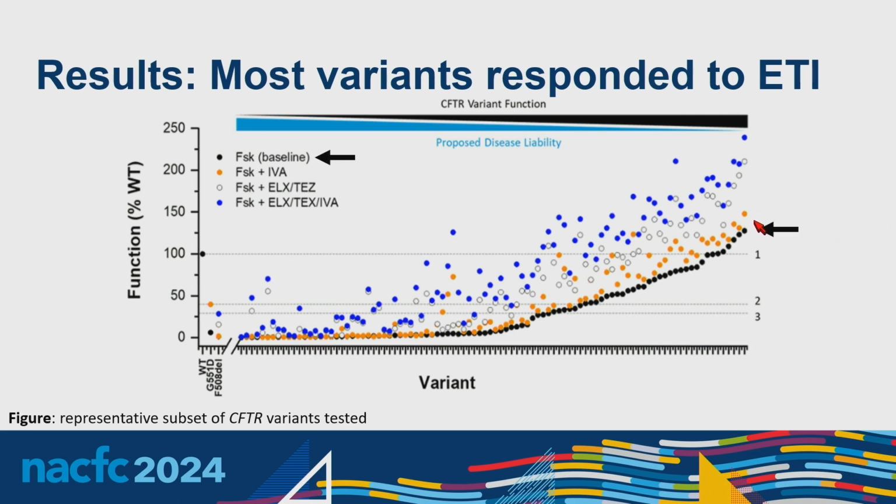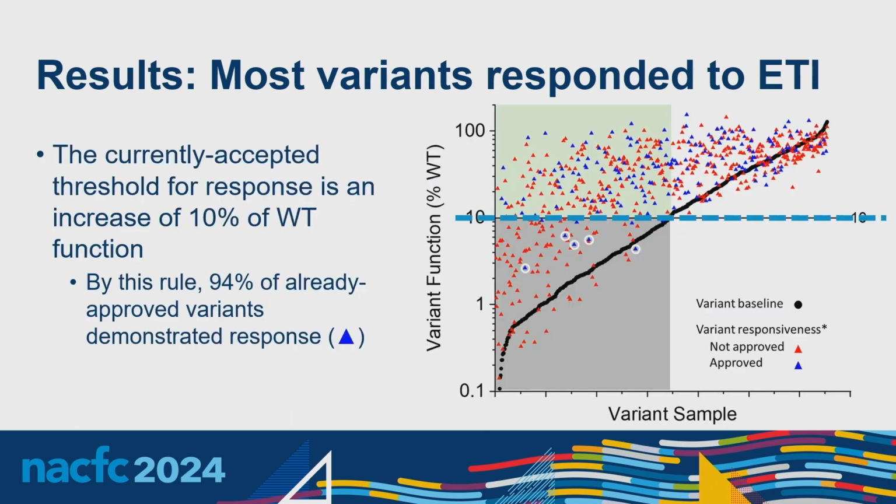All right, so these black dots are a representative subset of the variants tested. It would be a lot to put all 655 on this chart. These black dots are the baseline function, and they're ordered in increasing chloride conductance. Function is on the y-axis, so down here is 0% function, then you go up to 100, 150%, et cetera. The blue dots up here are those same variants after being treated with ETI, and generally speaking, the blue dots are higher than the black dots. They have more function. So most variants did respond to the drug combination.